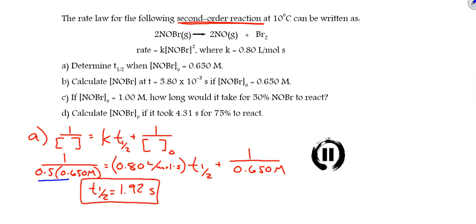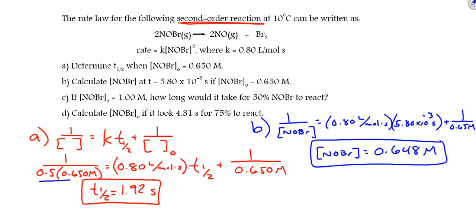Pause it and give it a shot, and in fact, see if you can go through all of this. I will do it piece by piece, but if you're able to do it without me, that's better for you in the long run. My final answer would be 0.648 molar. Please be careful that when you are finishing this calculation, you have a 1 over NOBr. You have an inverted answer, so you need to take 1 and divide it by the answer you have to get to 0.648.